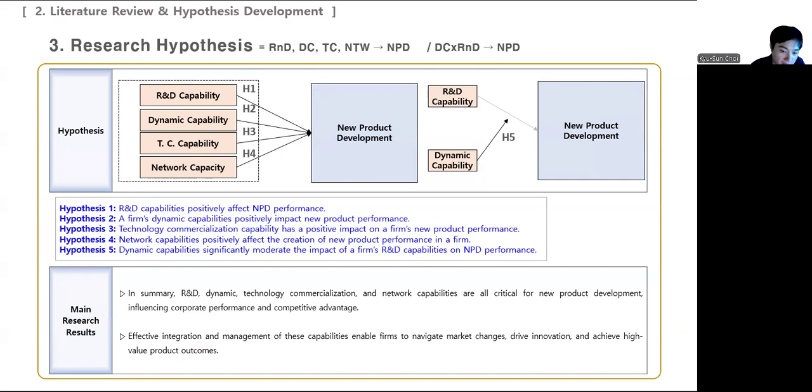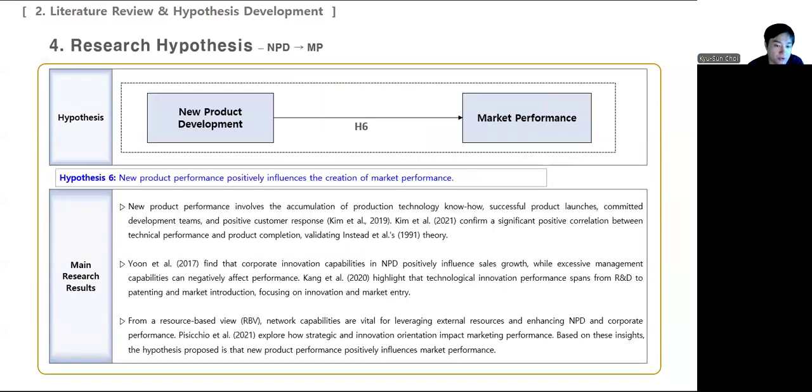First, I hypothesized that R&D capabilities have a positive effect on NPD, and DC, TCC, and NC also positively affect NPD. And lastly, I hypothesized that DC moderates the relationship between R&D capabilities and NPD as hypothesis 5. Let's move on to 6. For hypothesis 6, I posit that NPD positively influences market performance.